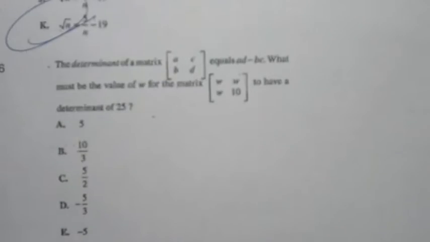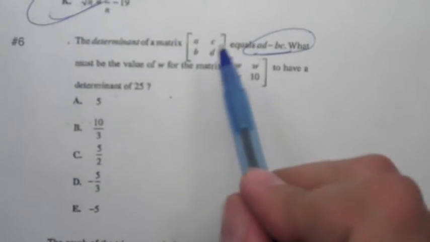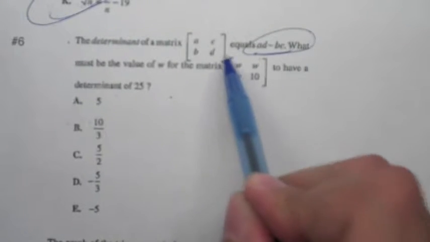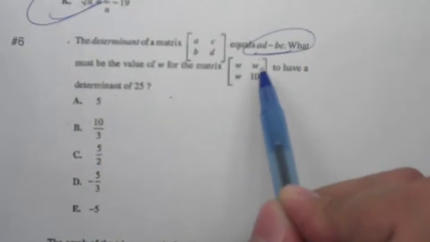Number 6 here is talking about something called a determinant of a matrix. If you've taken Algebra 2, that should sound kind of familiar, but even if it doesn't, they're nice enough that they tell you what the determinant is. Here's a matrix. We have A, C, B, and D. The determinant is going to be A times D minus B times C.